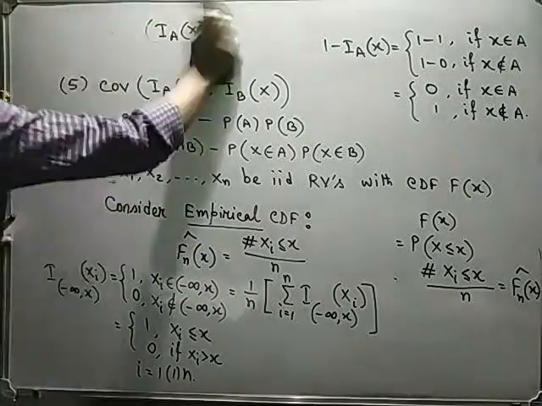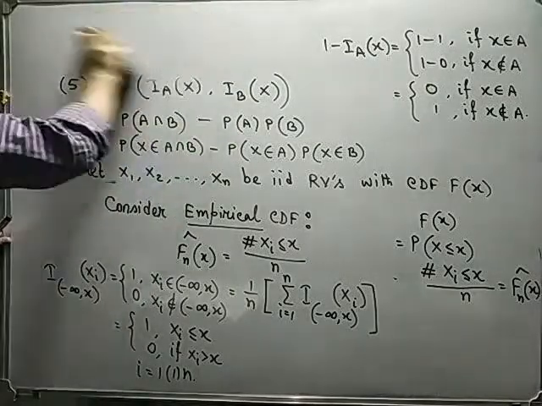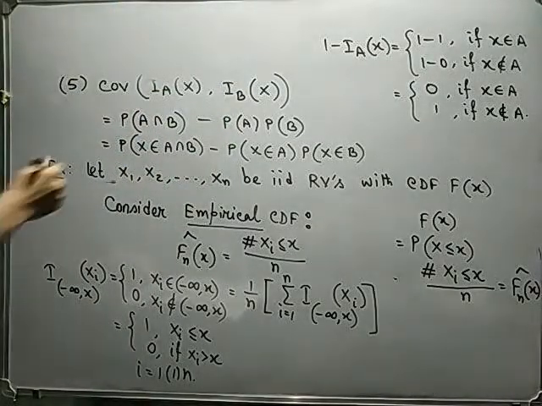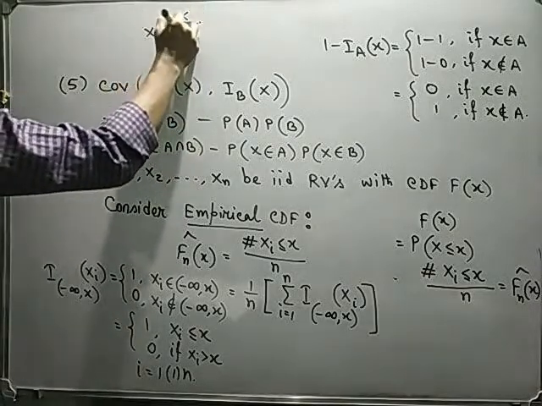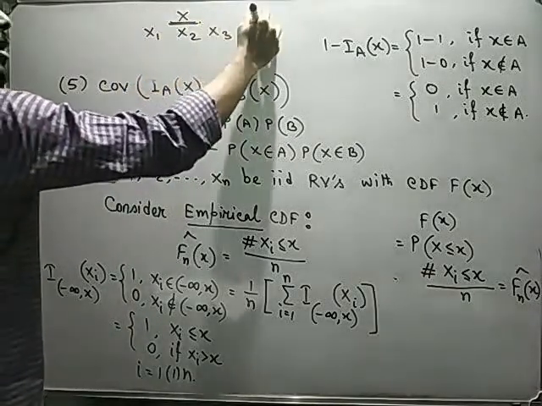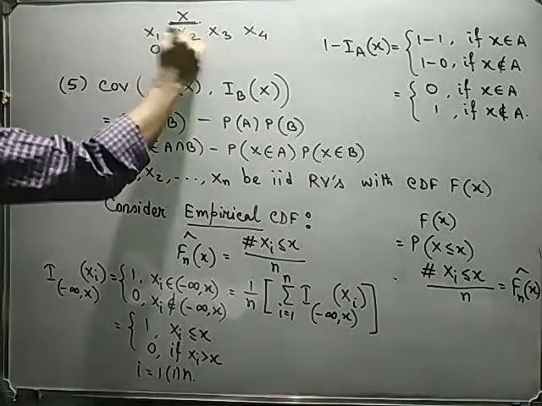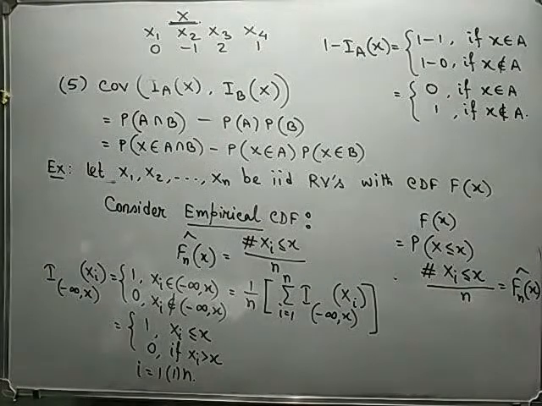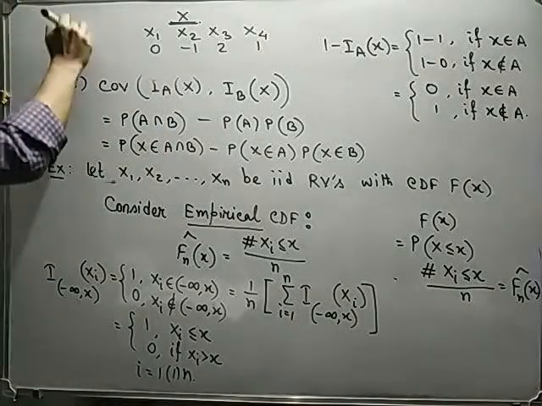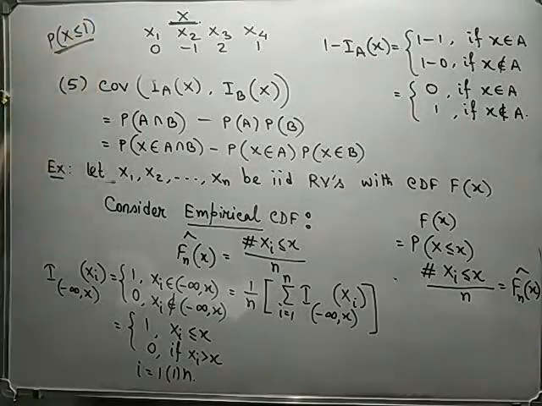So let's try an example for that. Let's say capital X takes the values x1, x2, x3, x4, and the values are 0, -1, 2, 1. And we have to calculate the probability of capital X less than or equal to 1. So how can we do that?